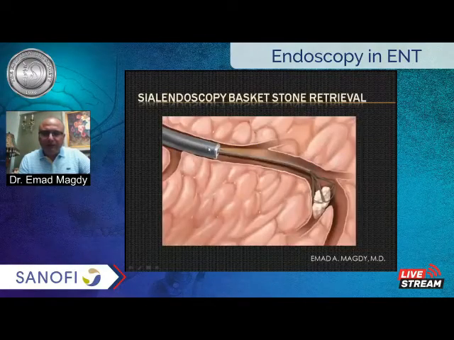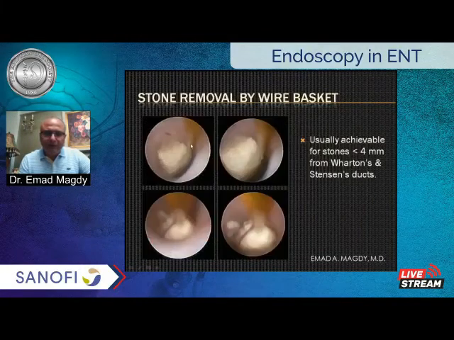And the idea is that you visualize your stone with the endoscope and then introduce your wire basket and hold the scope and extract the stone. So this is again the idea. This is the stone, wire basket inserted closed, and then you open your wire basket after the stone, and then you trap your stone, and then you extract the stone.